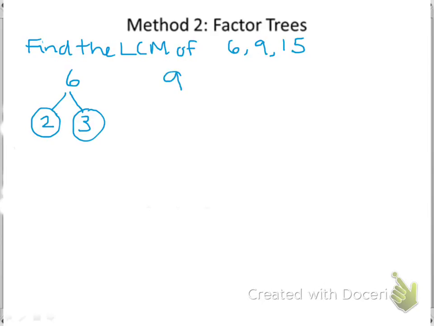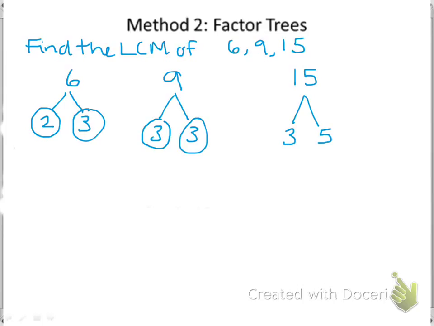Now let's do 9. What factors, when you multiply them together, give us 9? 3 and 3, those are our only options. So now we have, 3 is a prime, and 3 is also a prime, so we finished our factor tree for 9. Now our factor tree for 15. What two factors, when you multiply them together, give you 15? We have 3 and 5. Now 3 is prime, so I'm going to circle it, and 5 is also prime, so I'll circle it as well. Now we've finished the factor trees for all of our numbers.